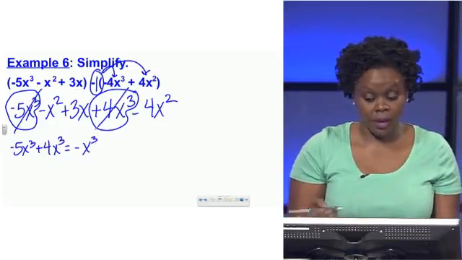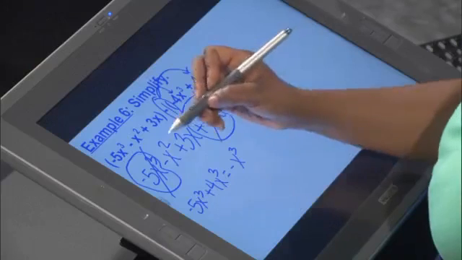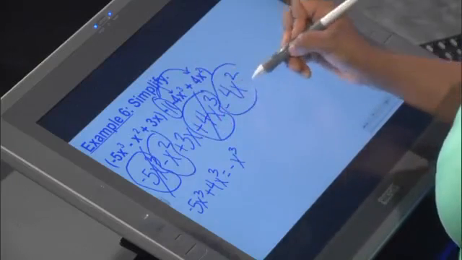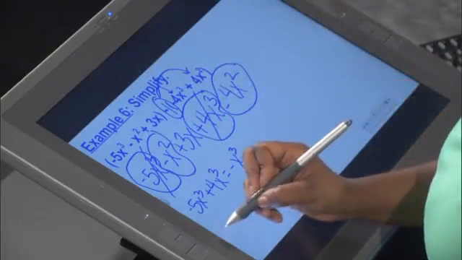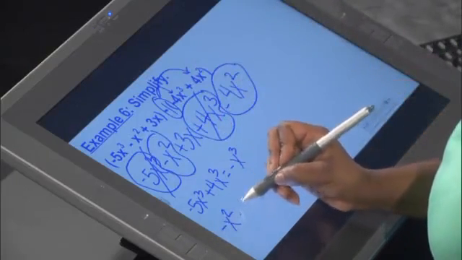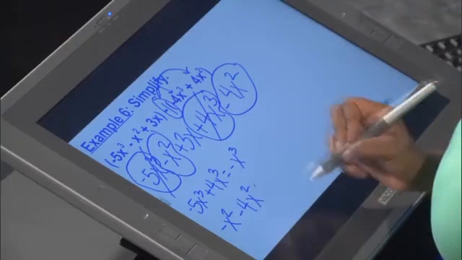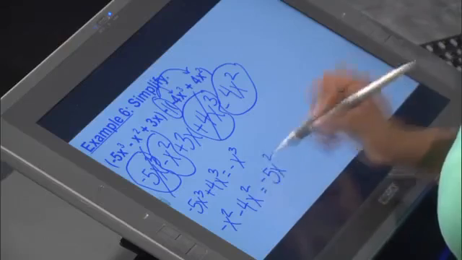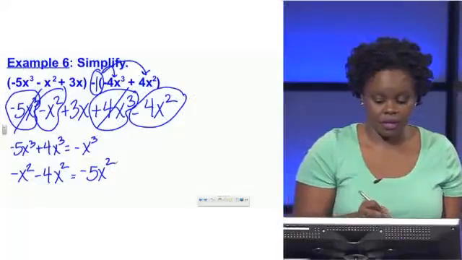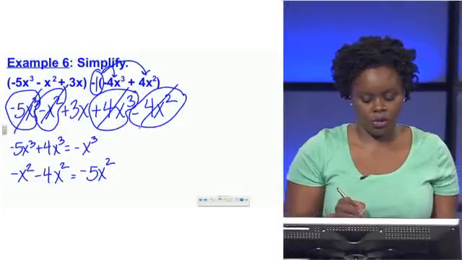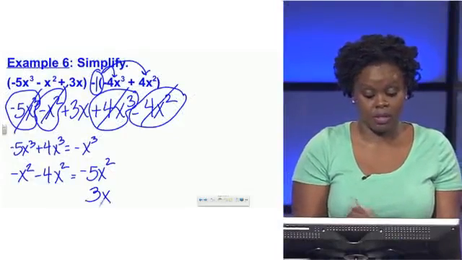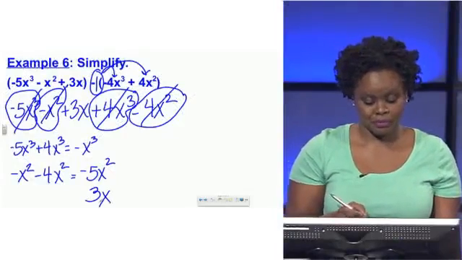And I notice I have some x squared terms. So negative x squared minus 4x squared. That's a negative 5x squared, right? Okay, so you've handled the x squared terms. And then all that's left is that 3x. And there's nothing to combine with it, so it's just going along for the ride.